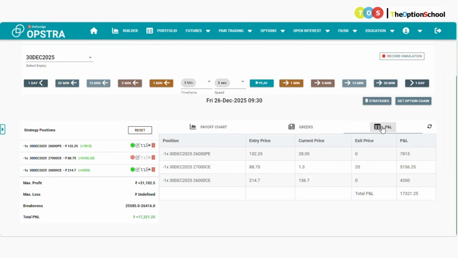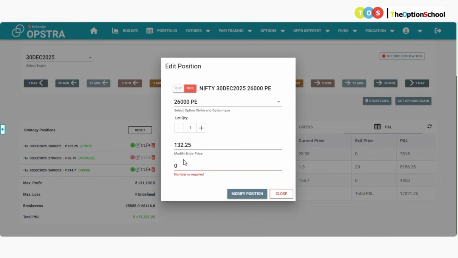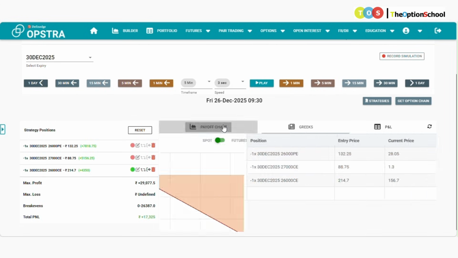So if I see the PNL, okay, as an expert trader, what I will see is, the call is still having 156 rupees, but this put is having only 28 rupees. Let me book this put. So what I will do, I'll book this put at 28 rupees, book my profit, right?